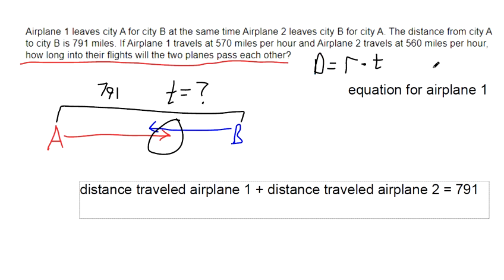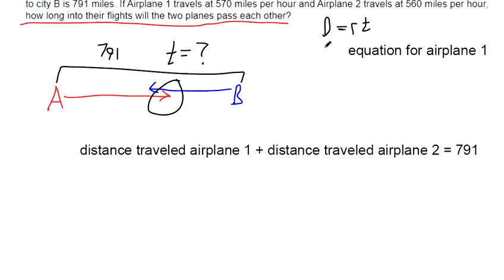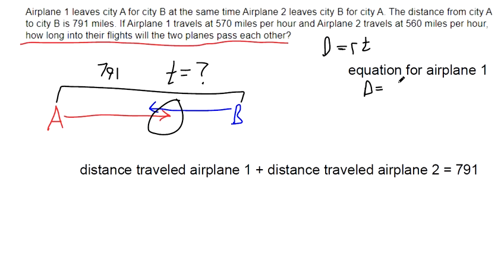The distance an object travels, if the rate is constant, is found by taking your speed, like 60 miles an hour, times the number of hours you drive. Okay, so the distance equation for airplane 1, the distance traveled is equal to the rate of airplane 1, which is 570 miles per hour, times the time it takes to travel that distance.